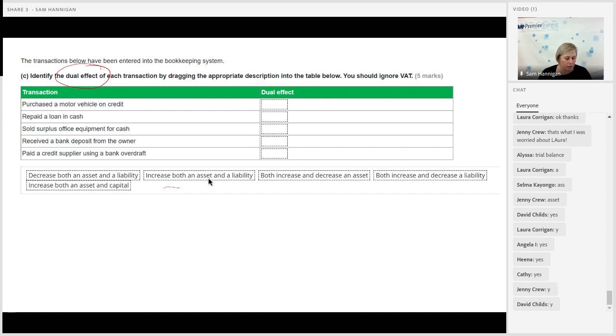Paid a credit supplier using bank overdraft. Oh, this is a sneaky one. Okay, so your bank's overdrawn. So your bank is a liability because it's overdrawn, so your liabilities have increased. Okay, but we've paid a supplier, a credit supplier, so your liabilities have also decreased. So you've got an increase and a decrease of your liability.